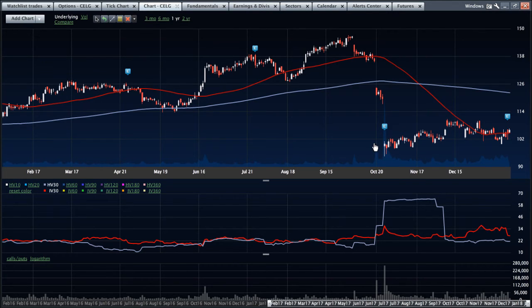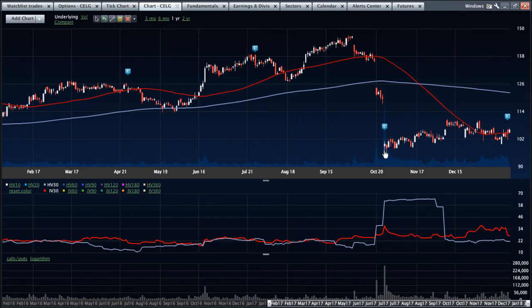Also, it was a binary. Implied volatility will increase during a binary event, which has one of two outcomes. It's a good earnings call, it's a bad earnings call. So you can see implied volatility rallied into the earnings call, and after the earnings call, it fell off.